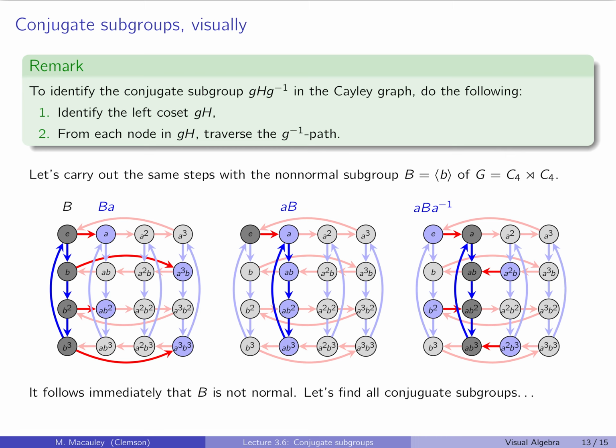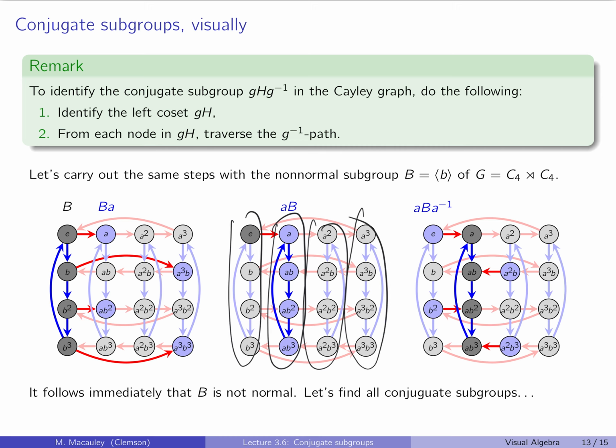But let's now find all conjugate subgroups. And remember from what we learned a couple slides ago, we don't need to conjugate B by all 16 elements. We just need to conjugate by one element in each coset, each left coset. And here are those left cosets. So we don't need to conjugate by the identity. We get B itself. Well, we'll conjugate by all powers of A. We just did one of them.